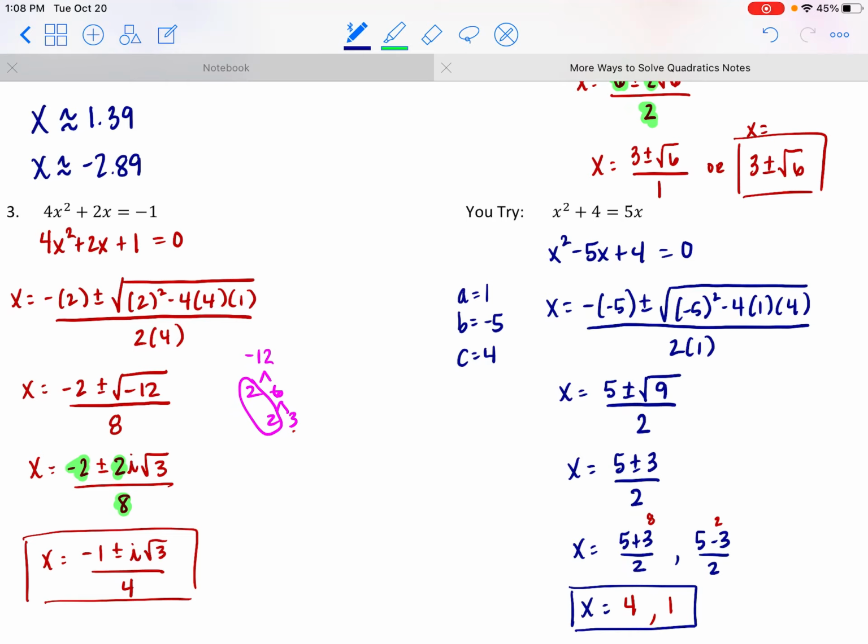So you have options. You have to know when certain options are going to be possible. Of course, quadratic formula is possible every time that it's in standard form, but I don't necessarily think that it's the most efficient option every time, okay? But you have the options. You're going to use what's going to be best for you or best for the situation.